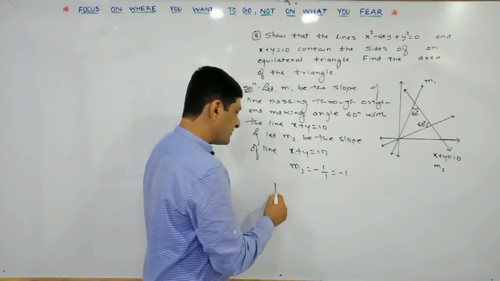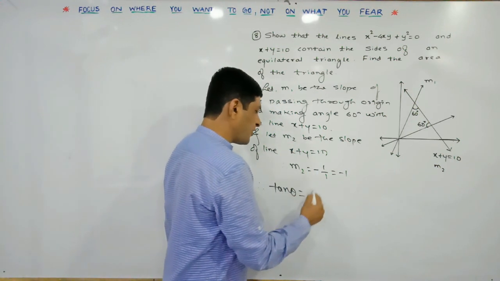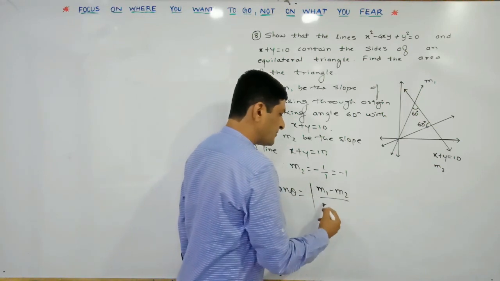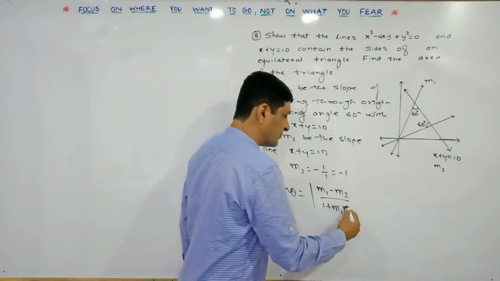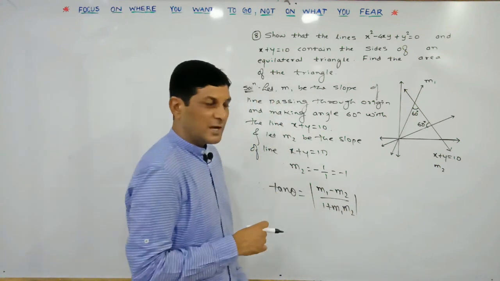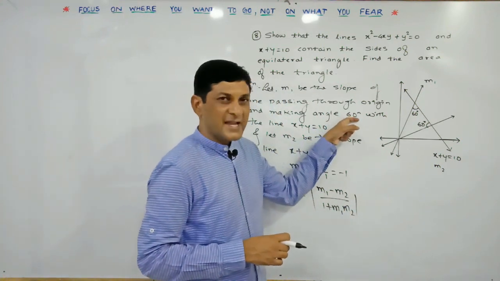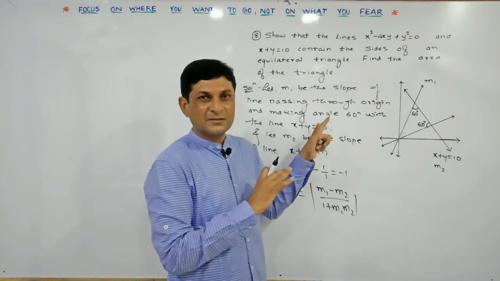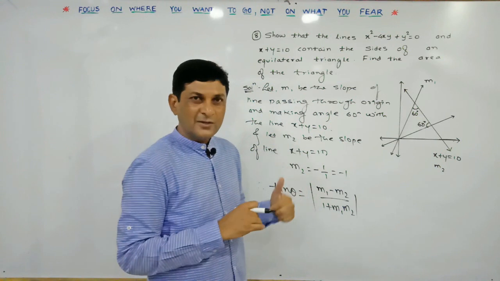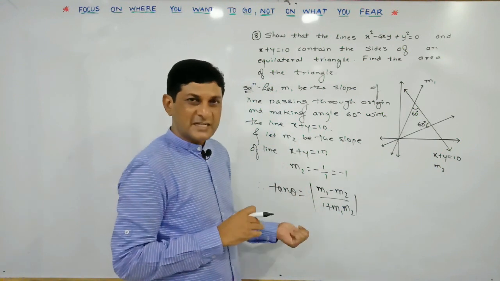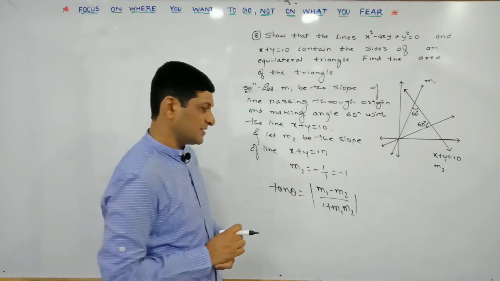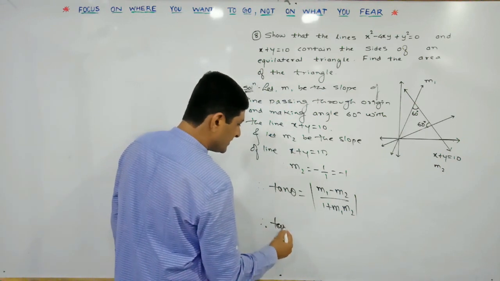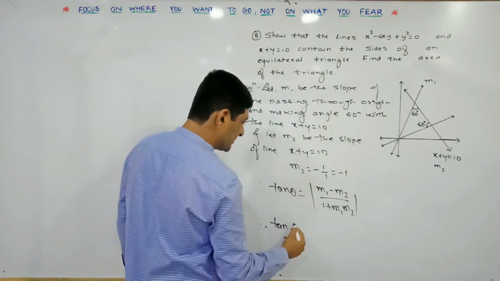So therefore, for the value of tan theta, we have one formula: tan theta is equal to (M1 minus M2) upon (1 plus M1 into M2). Why are we applying this formula? Because here our supposition is that the angle will be equal to 60 degrees, and since the angle is known to us, we are applying the formula related to the angle between two lines. So I am replacing this theta by which value? 60 degrees.